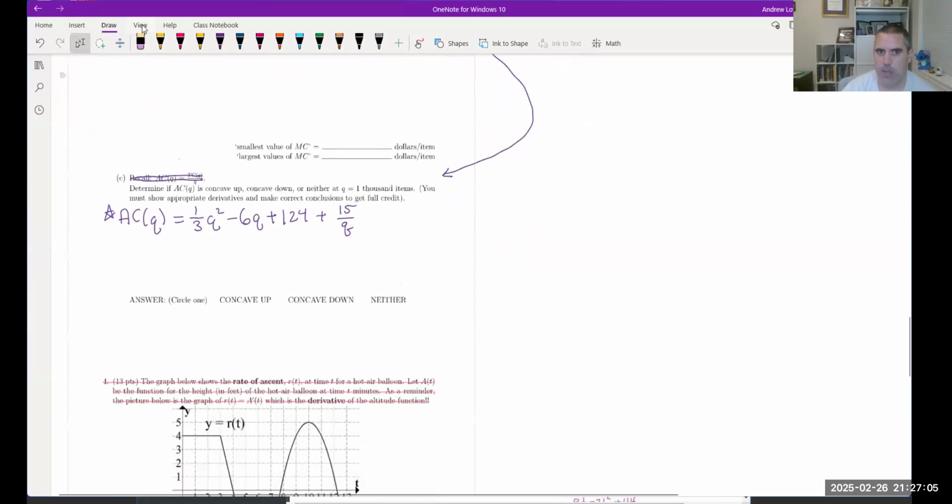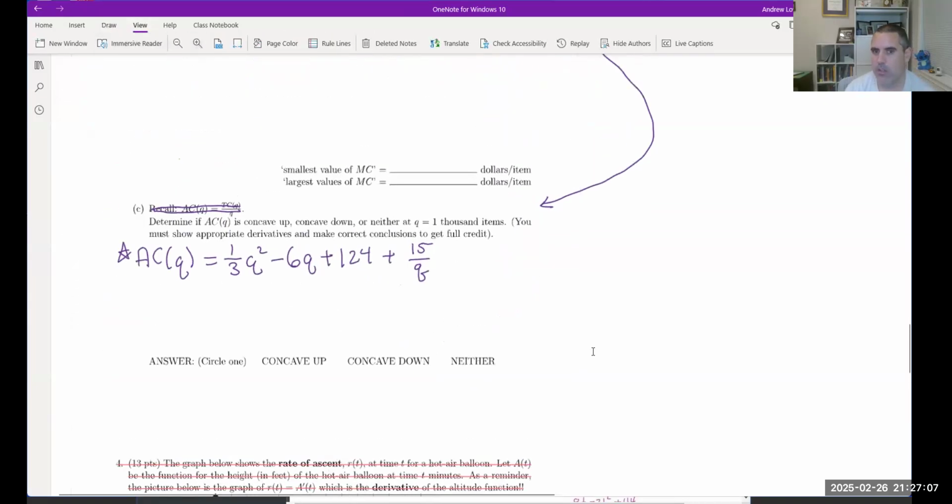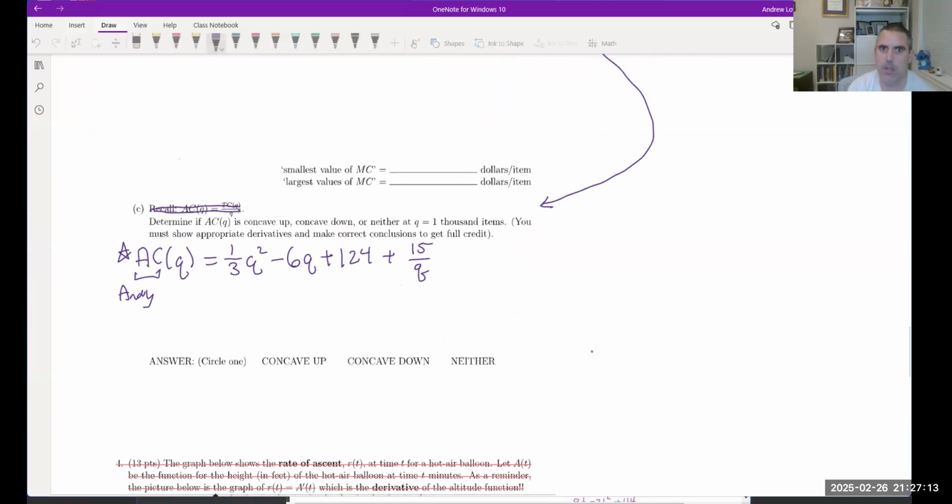So at that point, it doesn't matter that it's average cost. It doesn't matter what it is. It doesn't matter what the name of the function is. It could be the Andy function. It could be the TQRZW function. It doesn't matter. We're being given a function and asked if it's concave up or concave down at 1. So how do we do that?